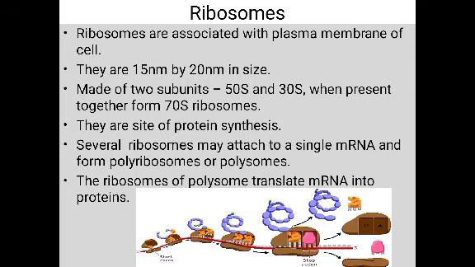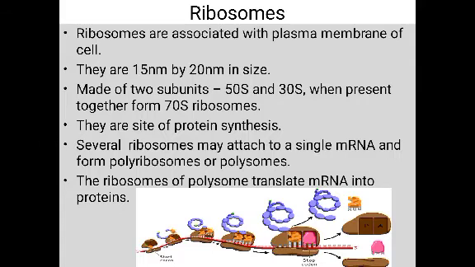Now what do you mean by that S? It means Svedberg's unit. It is the measurement of the sedimentation coefficient. Indirectly it measures the density and size of the ribosome. That's why we represent it as S, Svedberg's unit. The ribosome present in a prokaryotic cell is the 70S ribosome, remember, and in a eukaryotic cell it is the 80S ribosome.